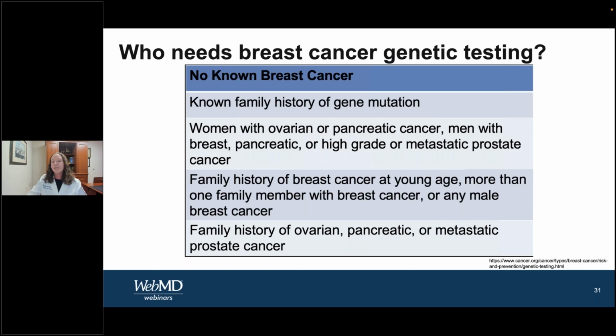If you have a family history of breast cancer diagnosed in a relative at a young age, or more than one family member with a history of breast cancer, or any male breast cancer, and if you have a family history of ovarian, pancreatic, or metastatic prostate cancer, those would all be reasons why your provider might recommend genetic testing for you to see if you carry one of those known genetic mutations that increases your risk for breast cancer.